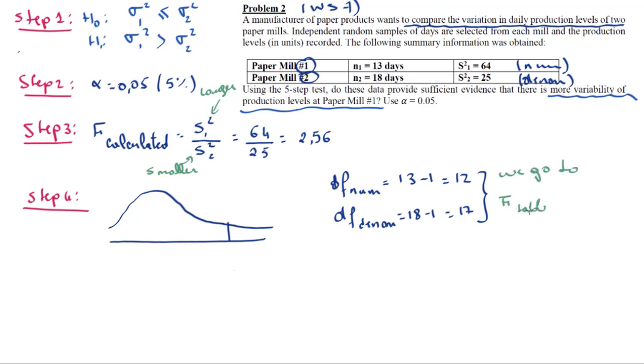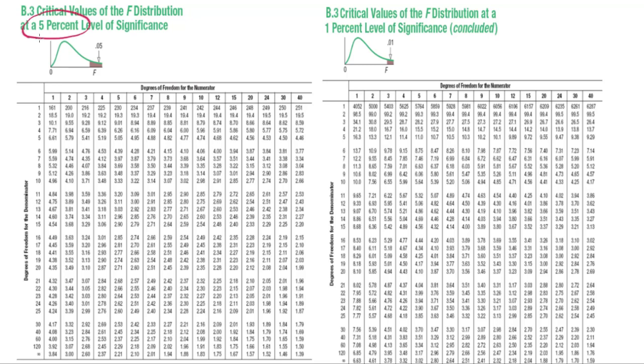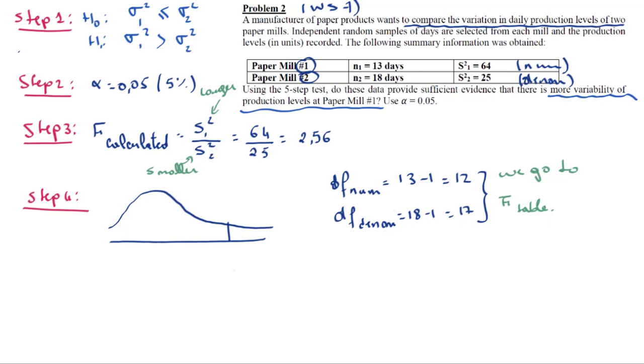With that information, we go to the F table. We choose the corresponding F table that is suitable to our alpha level, which is 5%. We get an F critical of 2.38.